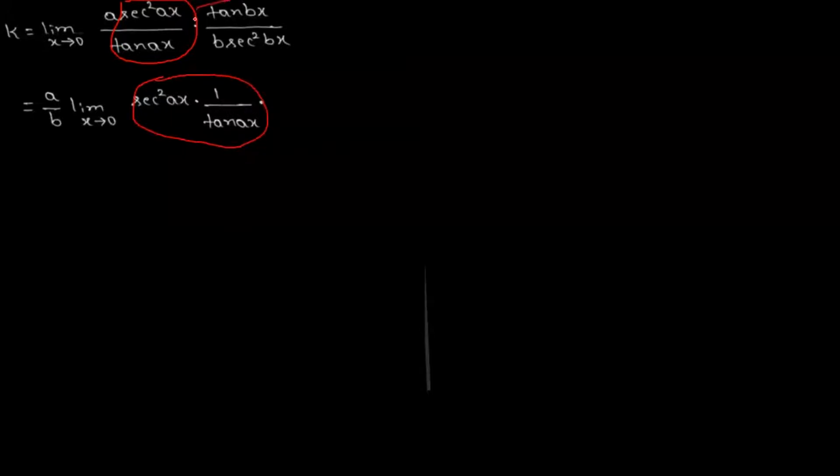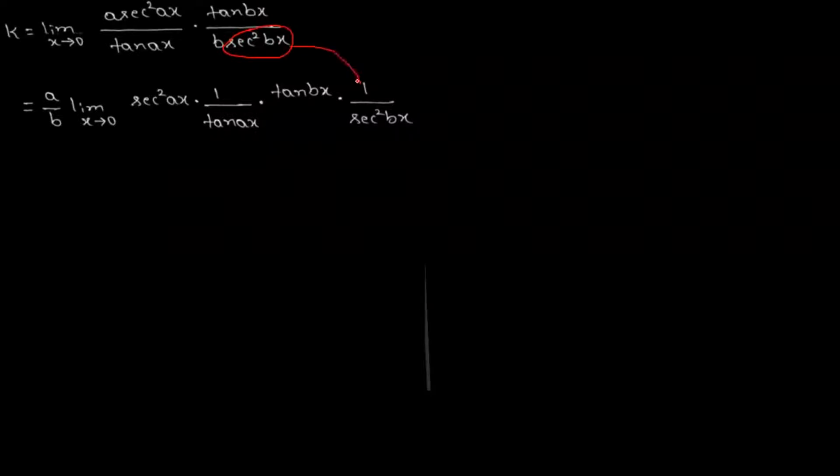Now here also we will separate these two. Let us see how we do. We have written the numerator separately and the denominator separately. 1 divided by secant square bx we have written here. Why we are doing so? Intentionally we are doing so that further simplification can be done. Let us see what all changes we can do now. A by b limit as x is tending to 0 we have taken as it is.